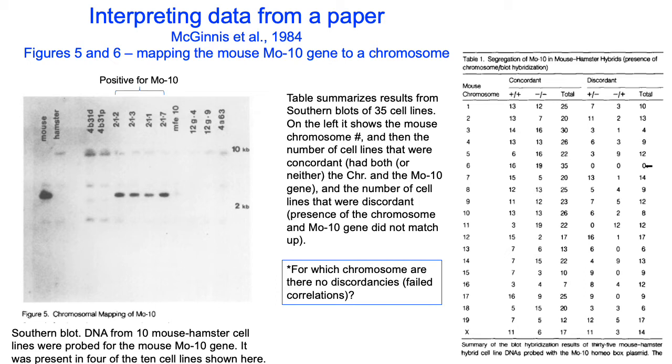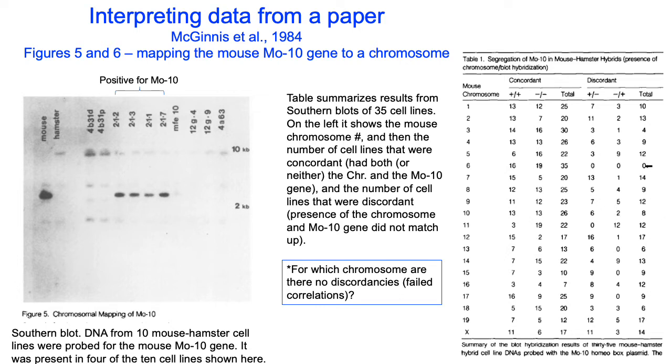So on the left, this is a southern blot, and they took DNA from 10 different mouse hamster cell lines. So their hybrids were using mouse cells and hamster cells. And then they ran the DNA from those 10 different cell lines in each of the lanes and probed for the presence of the mouse 10 gene. And so when we see those positive bands, first of all, I guess I should explain, on the far left are the controls.